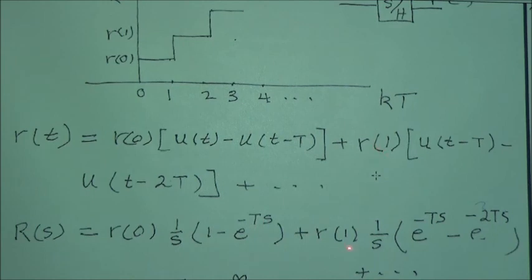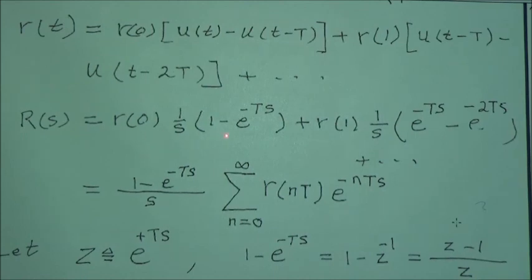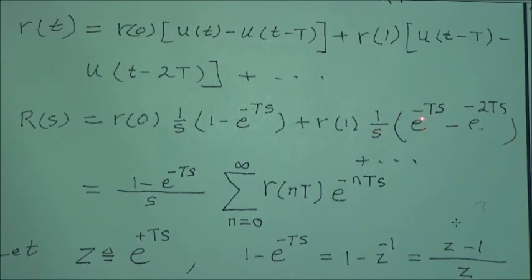Then here you get R of 1, 1 over s e to the minus Ts minus e to the minus 2Ts. Okay? So I can factor it from 1 minus e to the minus Ts divided by s. What I have here is R of nT times e to the minus nTs. Okay? So if I factor this from e to the minus Ts, it comes out, we get 1 minus e to the minus Ts, which is this.